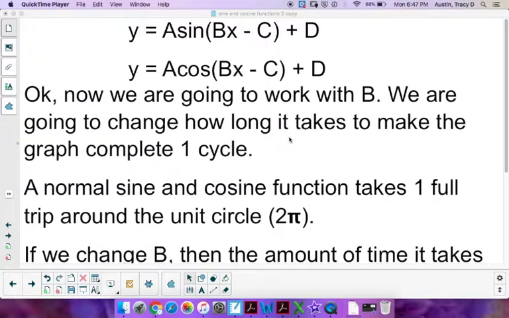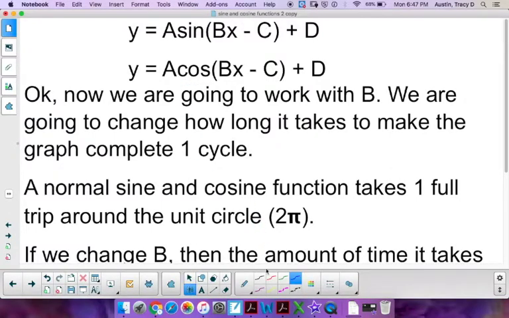Okay, so now we're going to work with B. Okay, so we've already done A and we've already done D. That was what we focused on yesterday. So today we're going to focus on B. All right, and B is the variable that changes how long it takes for your graph to complete one full cycle. Okay, so think about a normal sine and cosine function, what we graphed on Thursday and Friday.